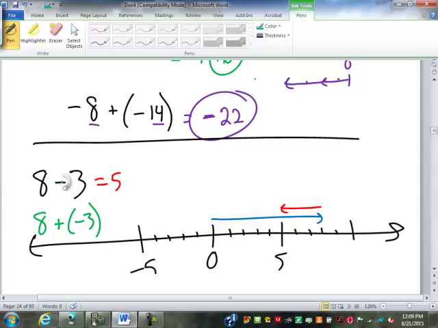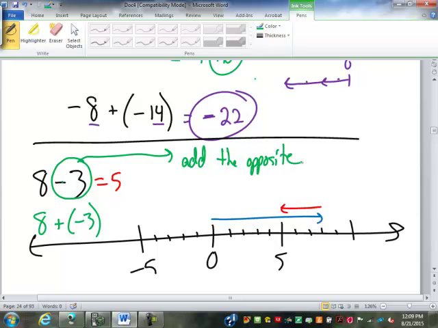This symbol that we know as the subtraction symbol always pairs with the number that comes after it. And what it means is add the opposite. So when we're saying 8 subtract 3, what that really means is 8 add the opposite of 3.